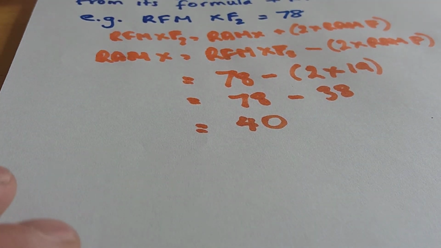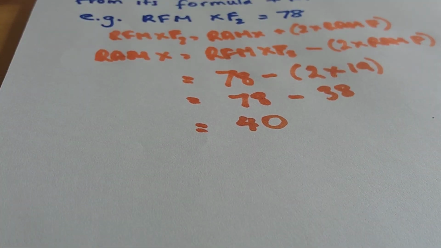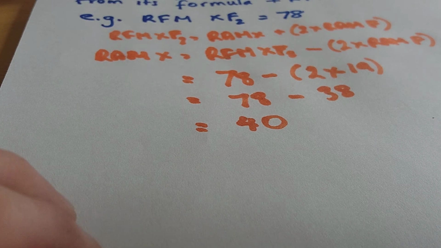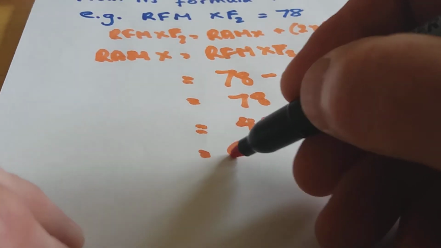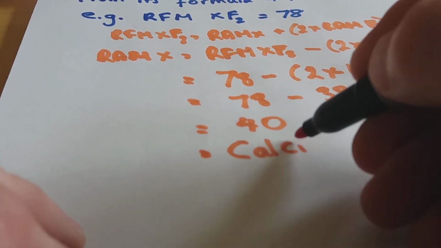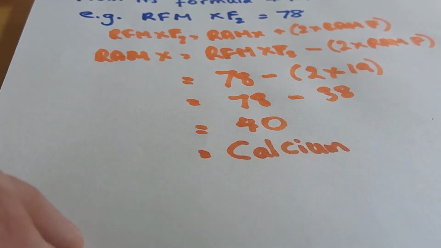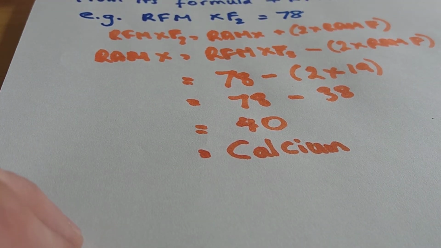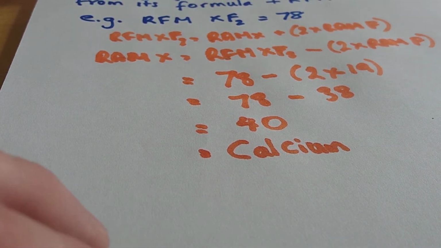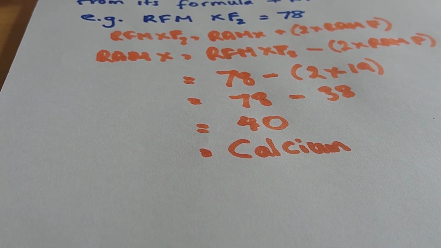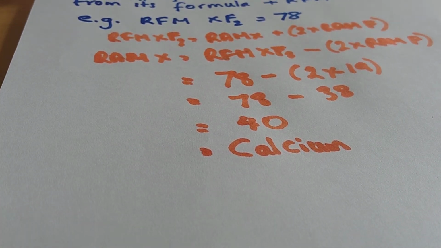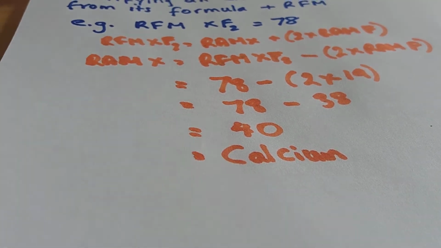Now, if you look up in the periodic table, you find there are two elements with a relative atomic mass of 40. There's calcium and there's argon. Now, this can only be calcium because argon is a noble gas and doesn't form a compound with the formula XF2. So, fairly straightforward there. That's by far the easiest of the calculations.